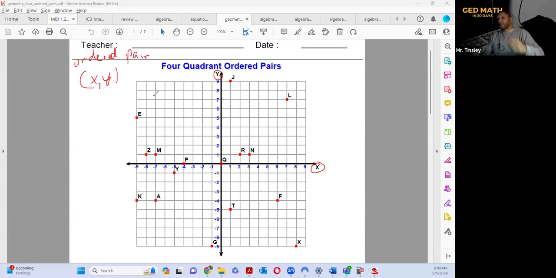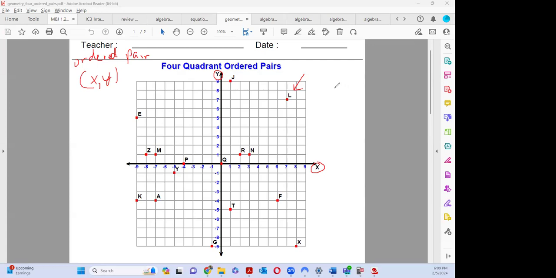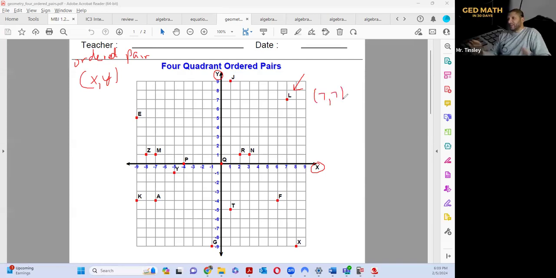So who wants to do point L? Who wants to tell me what the location, or the ordered pair, of point L is? It's +7 and another +7. That was kind of easy, because you could have mixed it up and still been right. So I'm gonna give you another one.